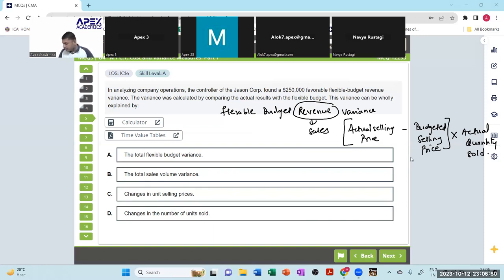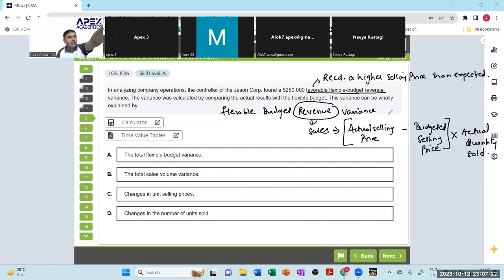A flexible budget revenue variance is there because you receive a higher selling price than what you have expected. If this is favorable, it means you have received a higher selling price than expected. Do you agree with this statement that this is actually your flexible budget revenue variance?